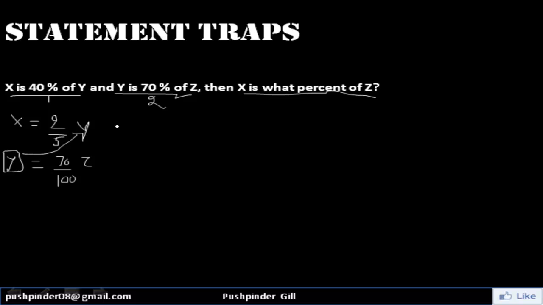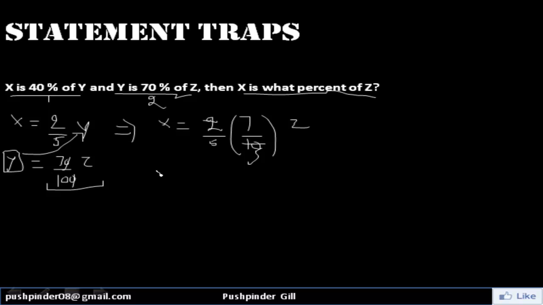So I can easily calculate the relationship between x and z. So x is equal to 2 by 5 y. Instead of y, I'm going to write the value of y: 2 by 5 of, let me just cut the zeros over here so it's simple for us, 2 by 5 into 7 by 10 z, right? So this gets multiplied by 5. So x is equal to 7 by 25 z.